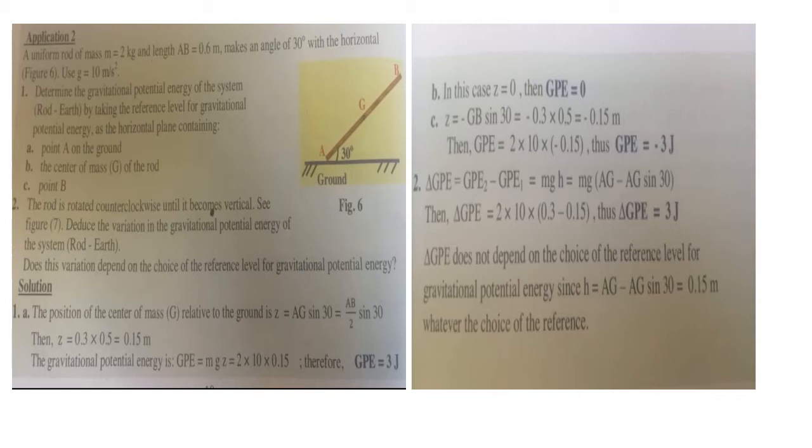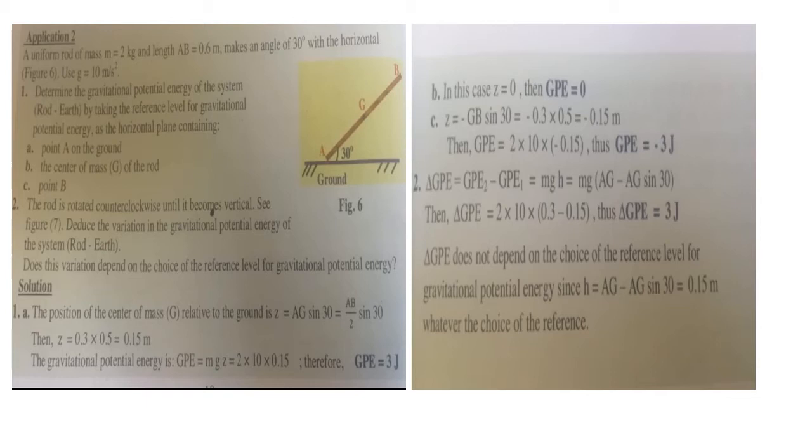This is an application about a uniform rod whose center of mass is G, present in the middle of AB because it is uniform. Its length is AB equals 0.6 meter and it makes an angle of 30 degrees with the horizontal. In part 1, you are asked to determine the gravitational potential energy of the system rod-Earth by changing the reference levels of GPE. For example, in part A, the reference level is the horizontal plane containing point A of the ground, or the ground as the reference level of GPE.